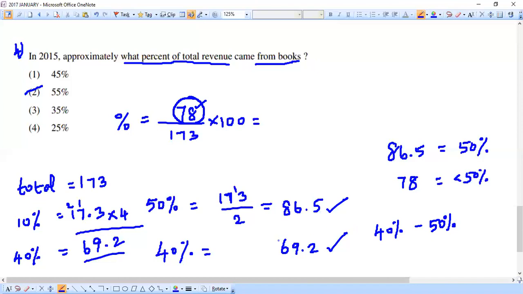Why? Once again, I repeat the reason. See here, 40% of my total revenue, 173, I got it to be 69.2 lakhs. And 50% of my total revenue, I got it to be 86.5 lakhs. So we need to find for 78 lakhs, this one. So in that case, it must be more than 40% and less than 50%. And the only option matching with that is going to be option 1, which is 45%. And the options itself are helping us to get the answer in a very easy way.